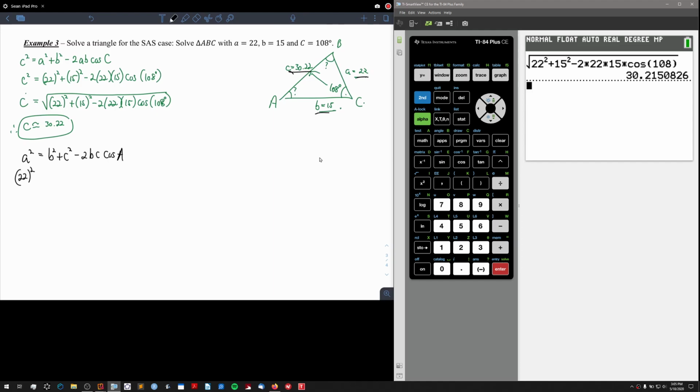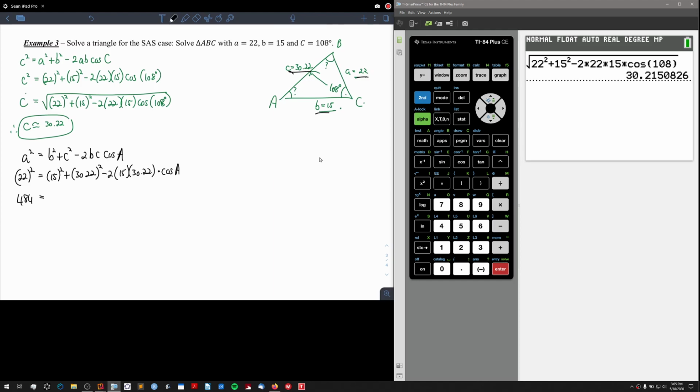22 squared equals 15 squared plus, here's my answer we approximated earlier, minus 2 times 15 times 30.22 times cosine A. Okay? So let's see how this goes. All right? You have to just square stuff and do the calculations. You can't punch this all in your calculator.